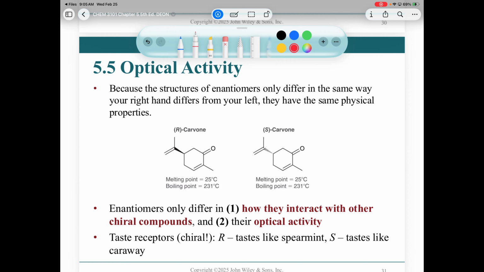Anyhow, yeah, are you with me on that? So again, listen to me very carefully. Enantiomers, you're out of luck, right? Your nose can differentiate, right?